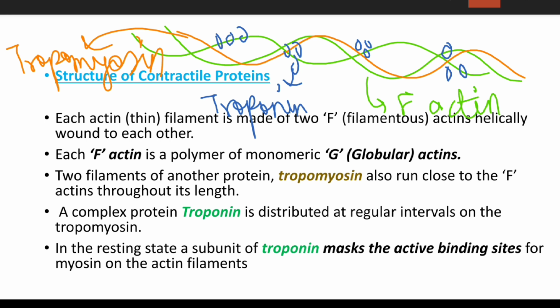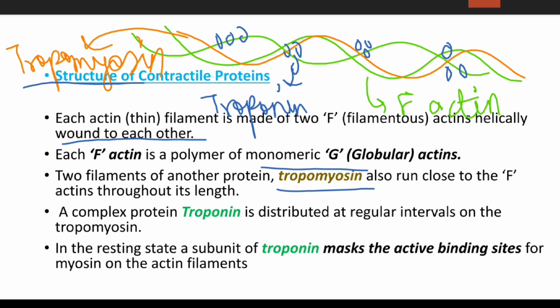So we have seen that each actin filament is made up of two F filamentous actin strands which are helically wound around each other. In green we can see the two F actin strands helically wound around each other. Each F actin is a polymer of monomeric G, which is called globular actin. Two filaments of another protein called tropomyosin, which is in orange color, run close to the F actin throughout its length.